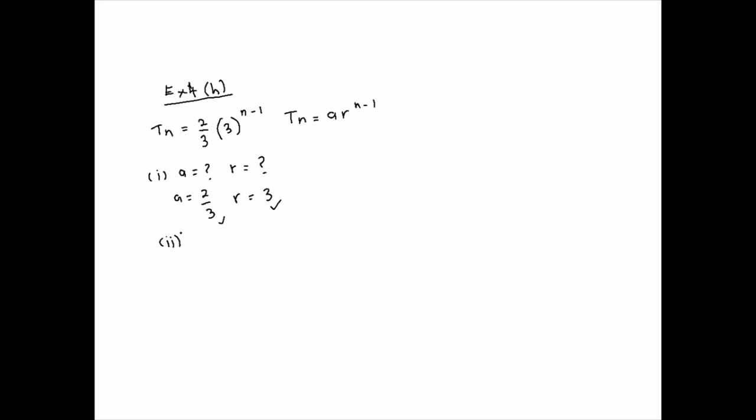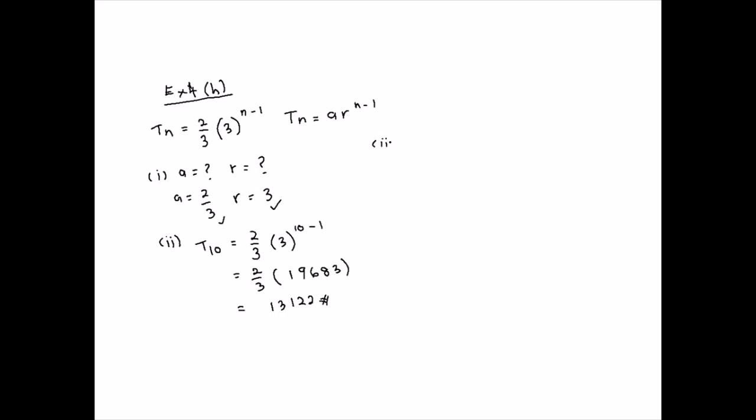Number 2, find the 10th term. So to find the T10, we can use the given formula. Because we want to find T10 and n equal 10. 10 minus 1 is 9 and 3 power 9 equal 19683. Multiply that by 2 over 3. We get final answer 13122.